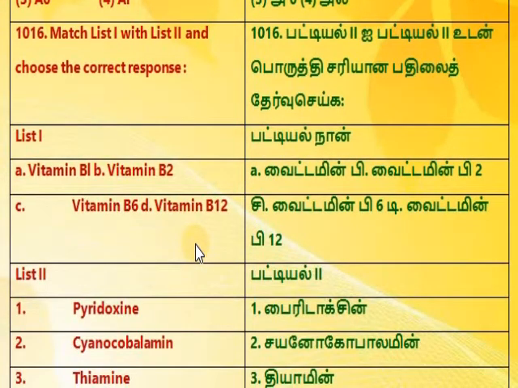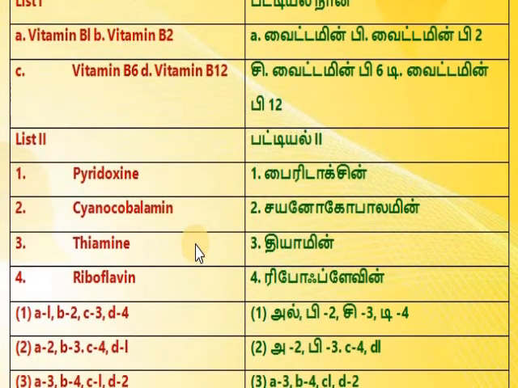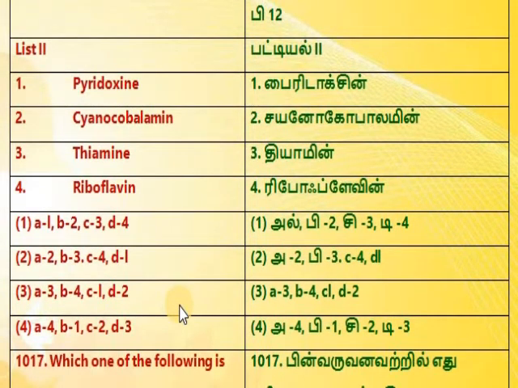1016. Match list 1 with list 2 and choose the correct response. List 1. A. Vitamin B1. B. Vitamin B2. C. Vitamin B6. D. Vitamin B12. List 2. 1. Pyridoxine, 2. Cyanocobalamin, 3. Thiamine, 4. Riboflavin. 1. A1, B2, C3, D4. 2. A2, B3, C4, D1. 3. A3, B4, C1, D2. 4. A4, B1, C2, D3.